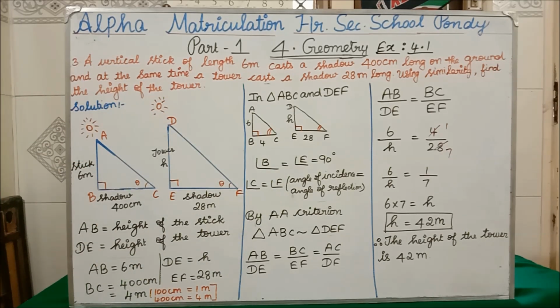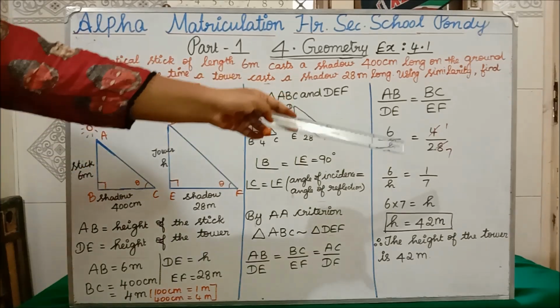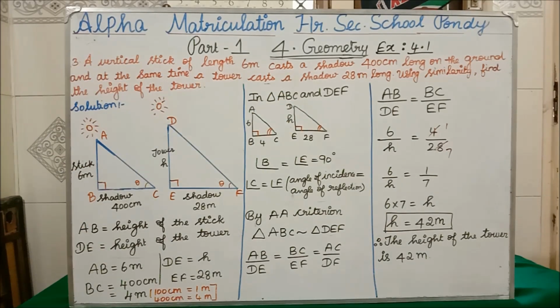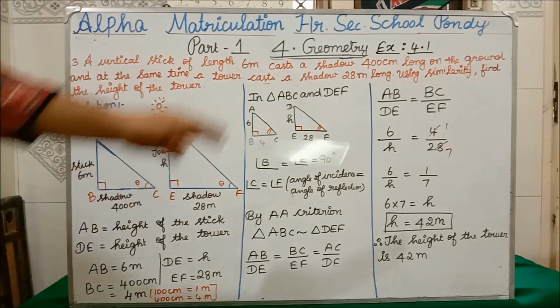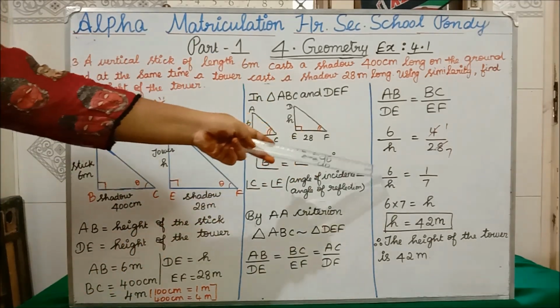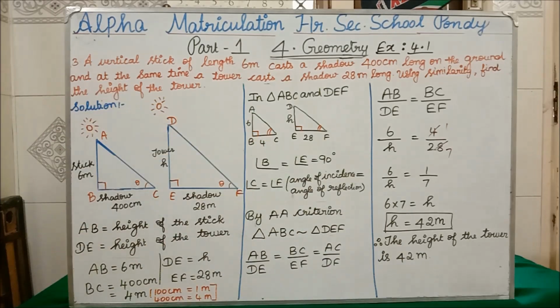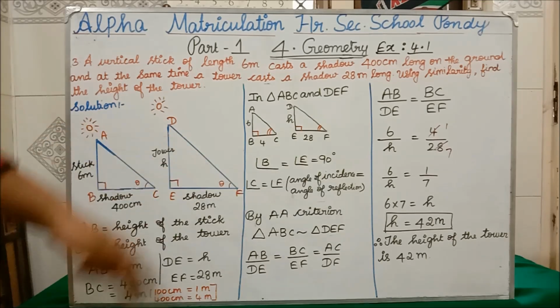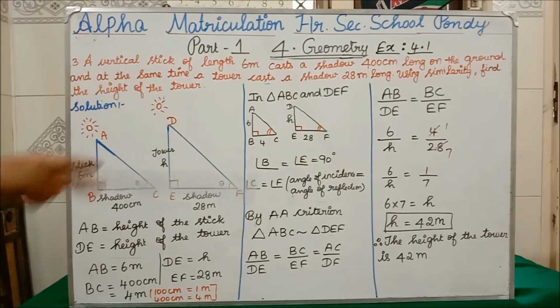So if you cancel, we will get 1 by 4 times 28. How many times will it come? 7 times. So 1 by 7. Then I have done cross multiplication: 6 into 7 is equal to H. So H is equal to 42 meters. Six sevens are 42 meters. Therefore, the height of the tower is 42 meters. Is it clear to all of you students? All of you clear? Okay.